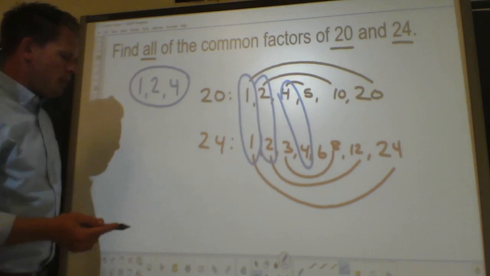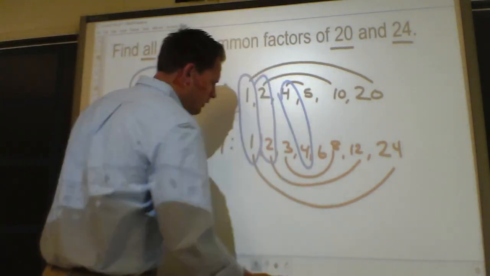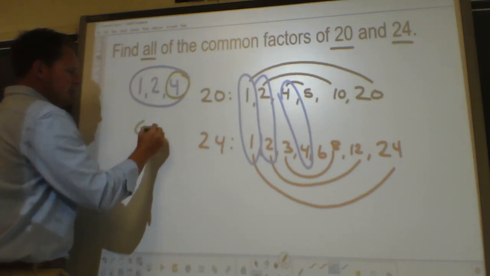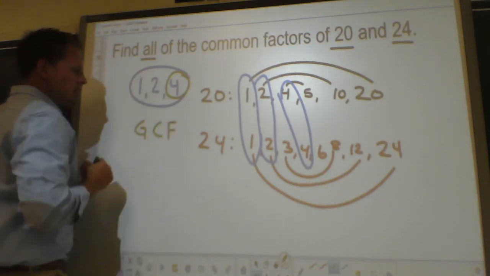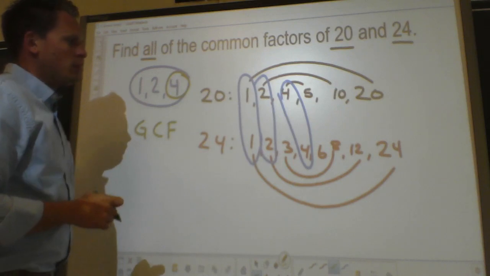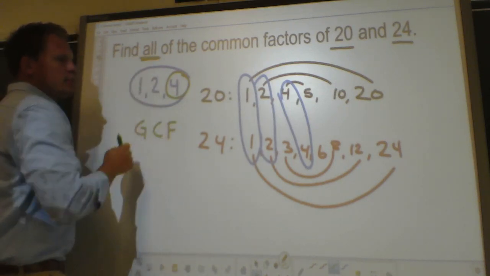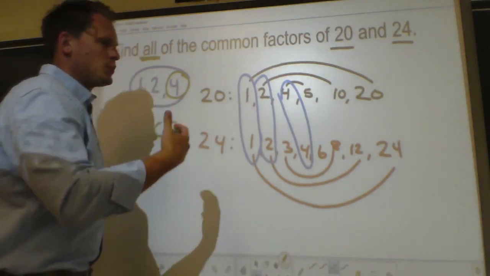There is an important common factor that we're going to talk about in another video, and that would be 4 here. 4 here is called the greatest common factor. Not going to focus too much on it today. Today we're finding all the common factors, but just understand that that is an important factor as we move forward with 6th grade math.